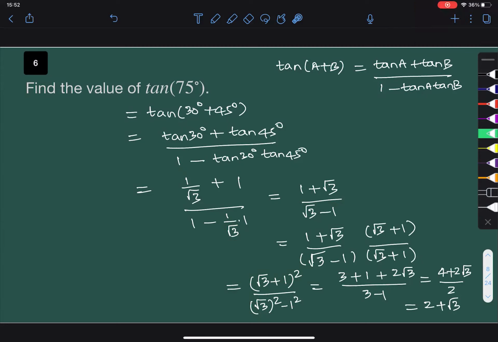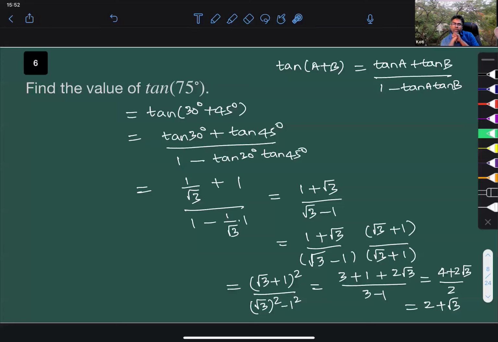Sir, if we leave the answer like 1 plus root 3 by root 3 minus 1, would that be okay? That's okay. But if you are taking this as a test in your school, if I'm in your teacher's position, I would expect you to bring it till 2 plus root 3. I mean, you rationalize and then simplify it. Root 3 plus 1 by root 3 minus 1 is still correct, but as a teacher, I would expect you to simplify it and give me 2 plus root 3.